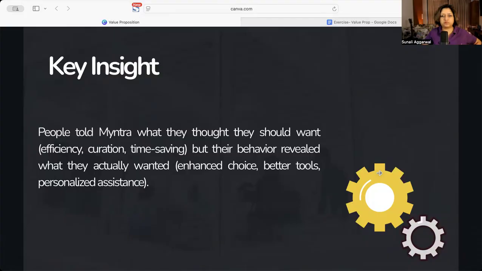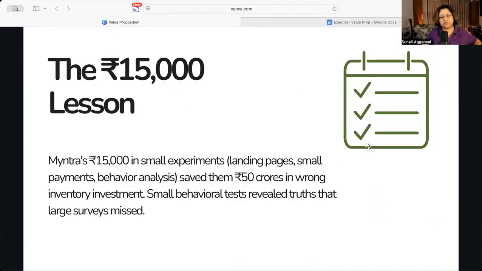People told Myntra what they thought they wanted, but their behavior revealed a completely different side. What they wanted were better tools to assist in the same behavior. So I want to make a choice. Can you give me better tools to make that choice? I don't want to replace that process, but I want the tools to make it even better.